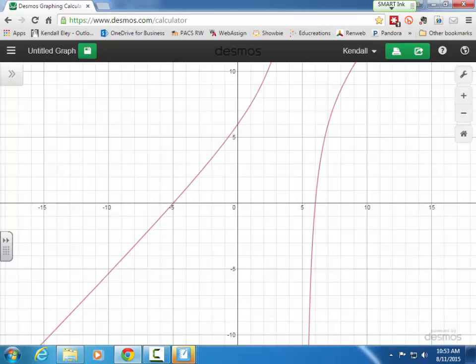Look at it around, and at 5, you should get an error. Why should you get an error at 5? Because it's undefined, so it can't be anything there. But what's happening just to the right of positive 5? And just to the left of positive 5. Hopefully, just to the right of positive 5, you get positive numbers. And just to the left of positive 5, you get negative numbers.